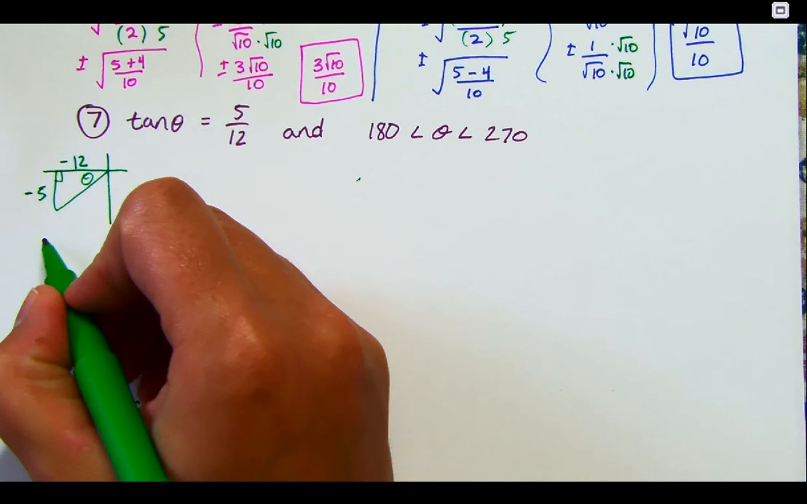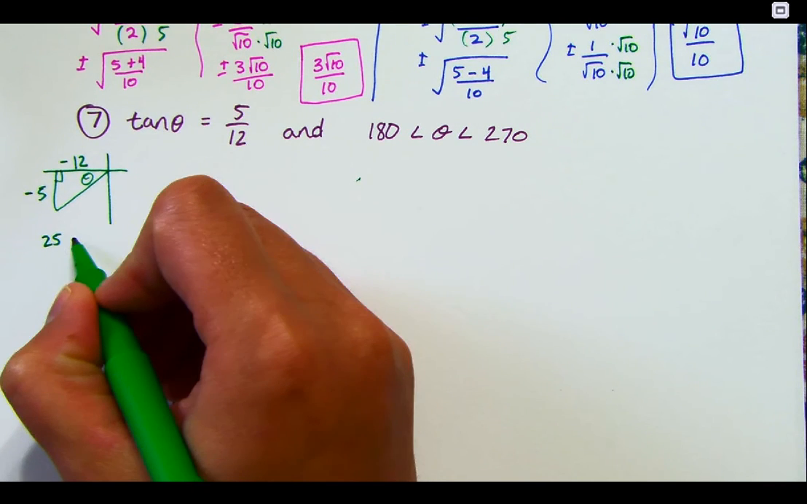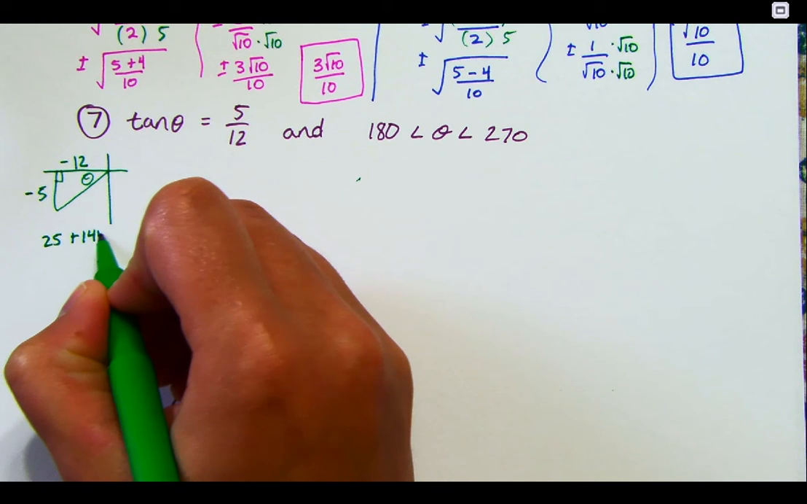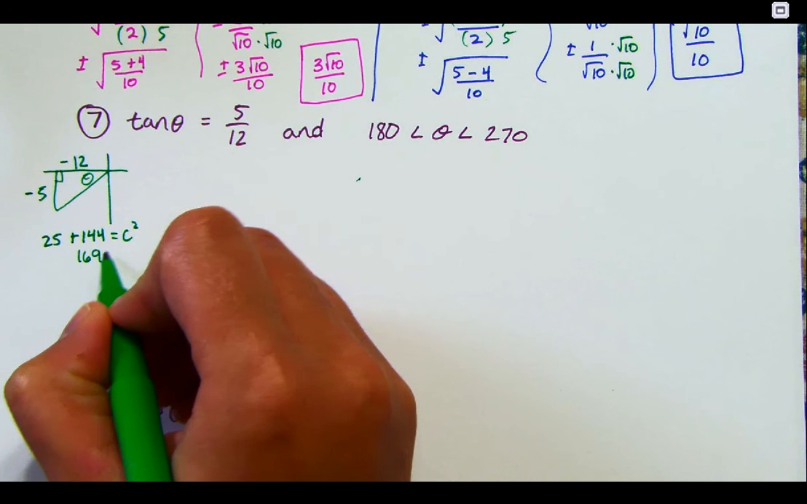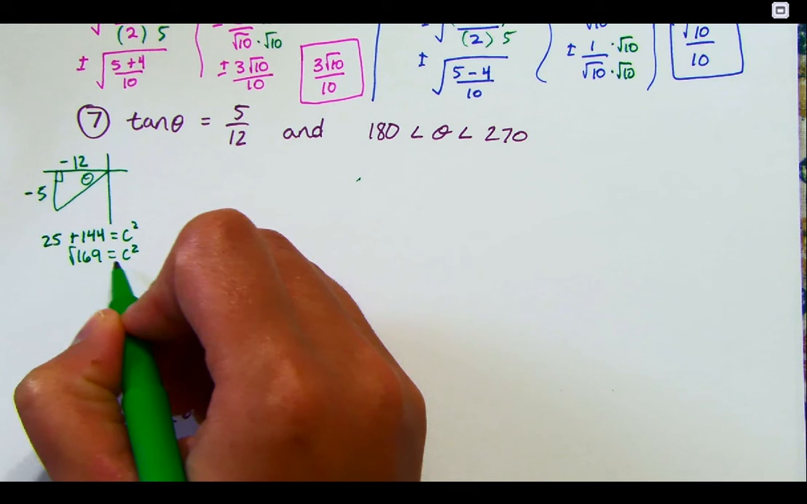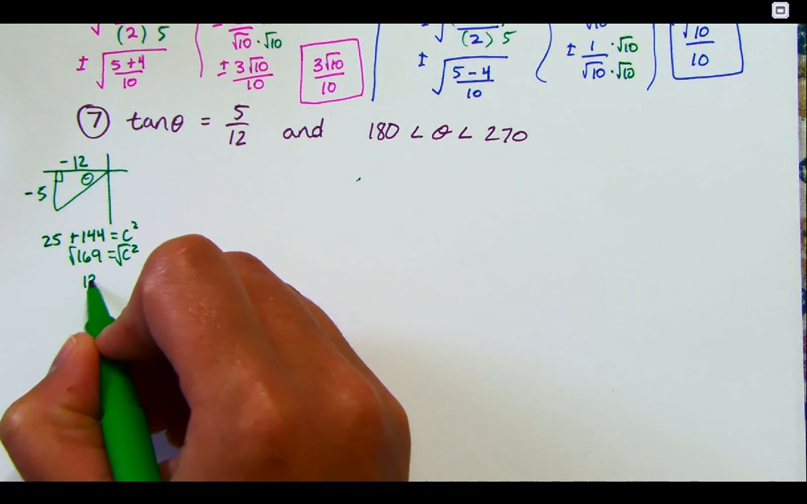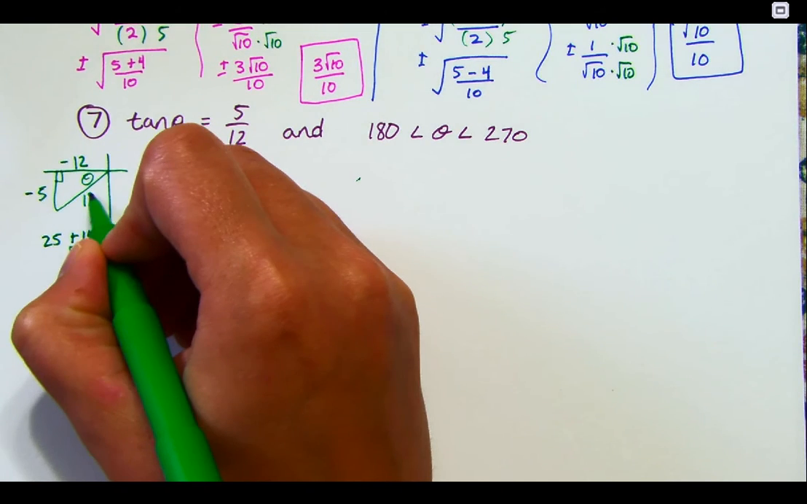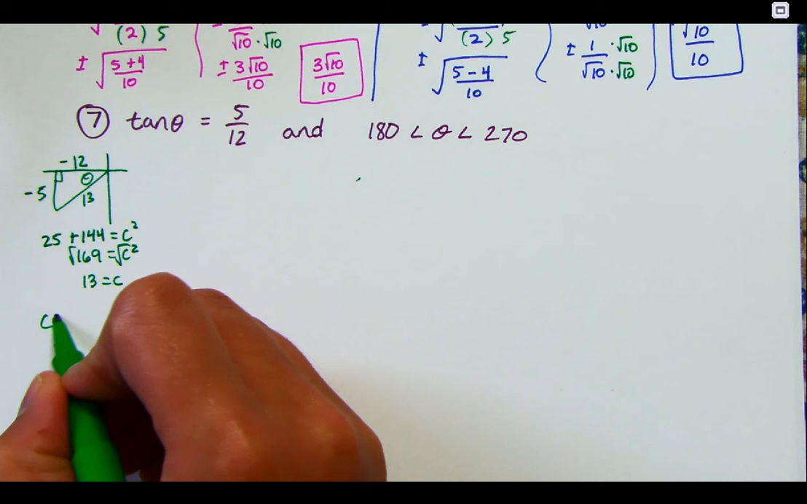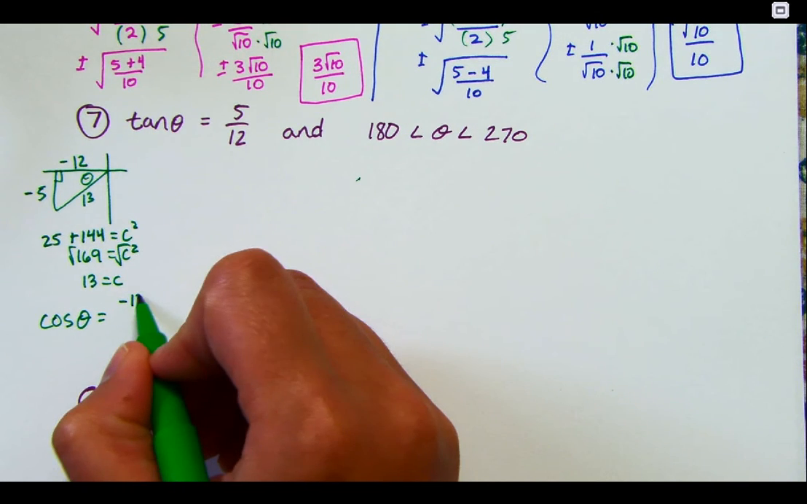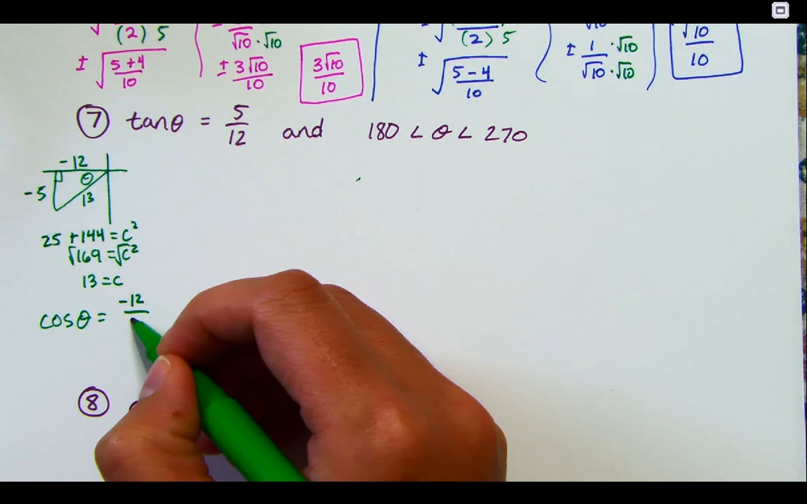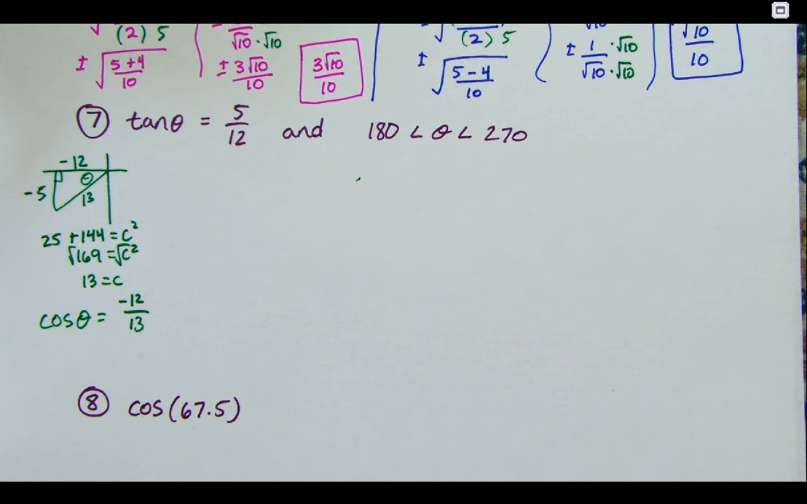So if we do Pythagorean Theorem, that will be 25 plus 144 equals our c squared. So that's going to be 169. And if we take the square root of that, it will be 13 for the hypotenuse. Okay, so we only need cosine. So cosine theta is the adjacent side, so negative 12 over the hypotenuse of 13.